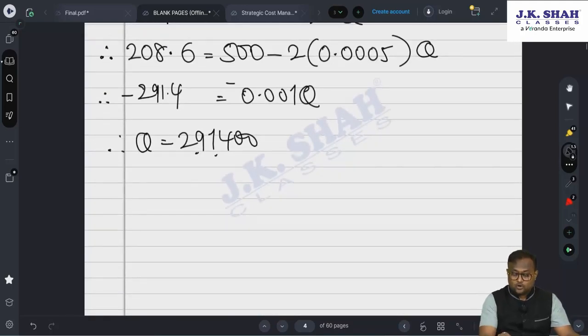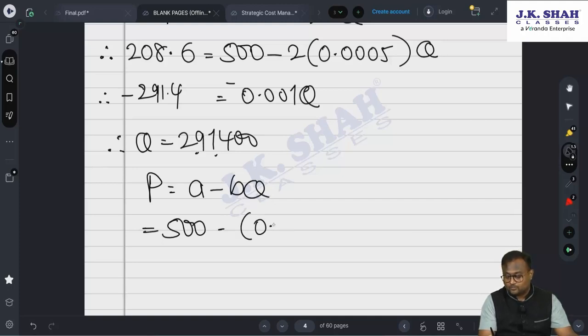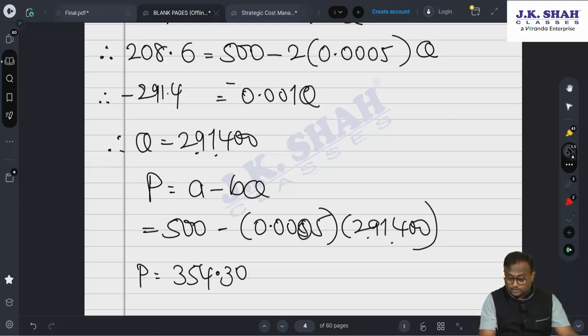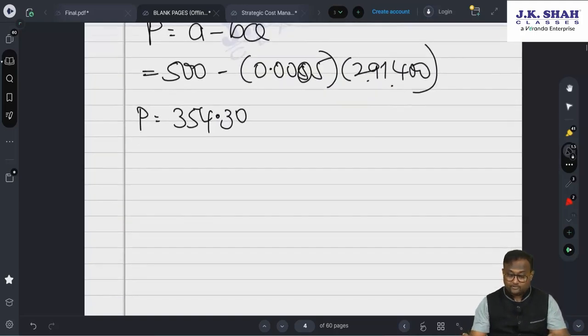Now, you already know the quantity, the number of batches you are supposed to produce. So, P is equal to A minus BQ, 500 minus 0.0005 into 291,400. So, pricing should be 354.30. Pricing should be 354.30. They have also asked us to calculate profit.